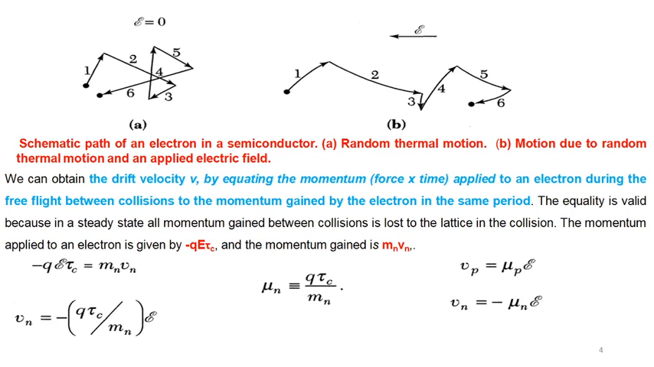You can also write it in terms of drift velocity. Vp, the drift velocity for holes, is equal to mu p into E, where mu p is the mobility of holes. And Vn, the drift velocity of electrons, is equal to minus mu n into E, with the minus sign because electrons carry negative charge, where mu n is the mobility of electrons and E is the applied electric field.